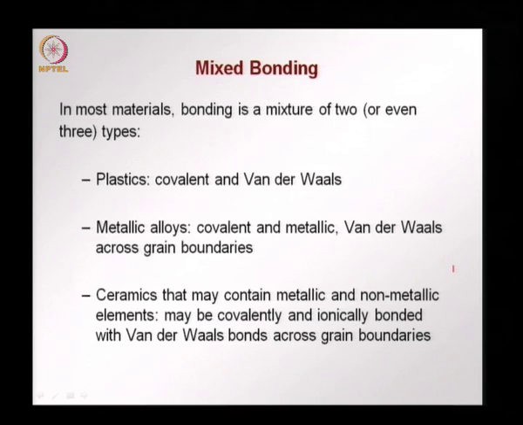Now, a material need not have just one type of bond in it. Most materials the bonding is a mixture of 2 or even 3 types of bonds. For example, in plastics, in polymers we have covalent bonds within the chains, and the chains are held together by van der Waals bonds. In metallic alloys we have both covalent and metallic bonds, and we have van der Waals forces across the grain boundaries across the different crystals forming the metal.